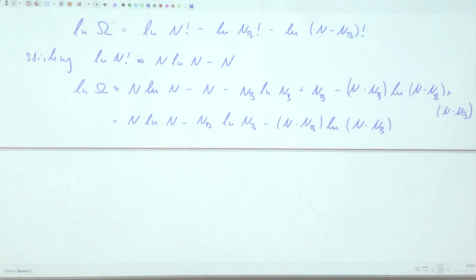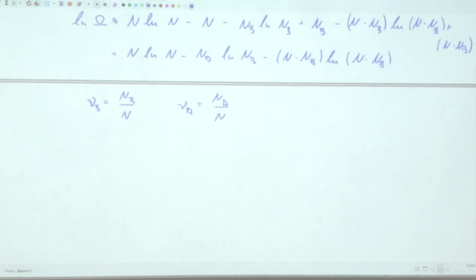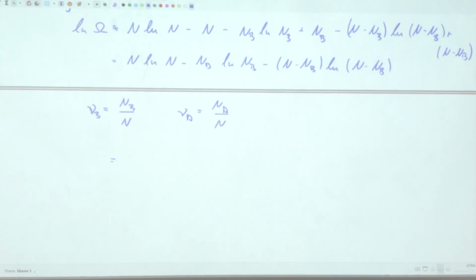Of course, nobody speaks of a crystal containing 2 times 10 to the 23 zinc atoms and 8 times 10 to the 23 copper atoms, but we speak of concentrations or molar fractions or whatever. So we introduce our nu B equal to NB over N, and NA, which I don't use here. So we take out the N here.